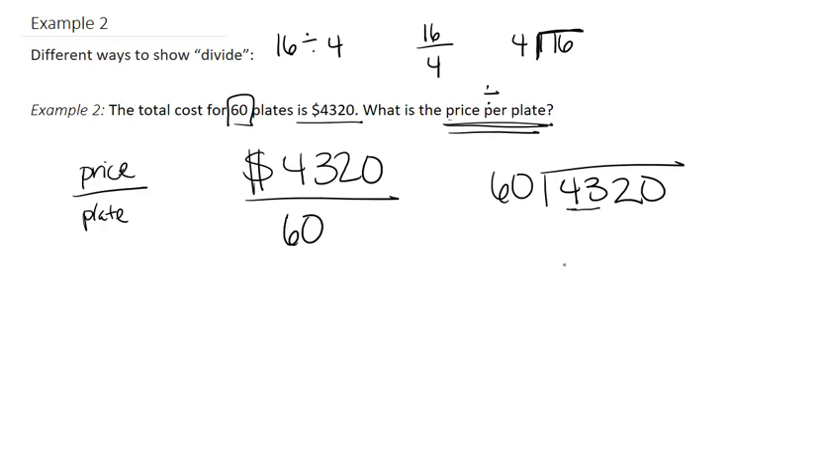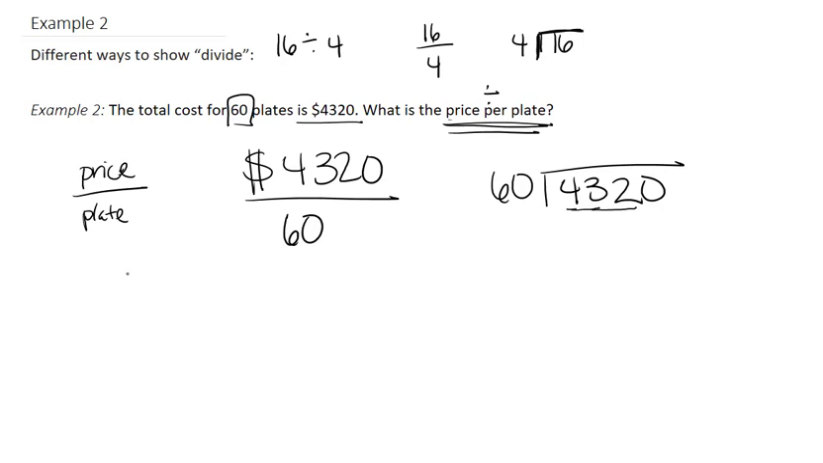Then we can expand it to 43. But 43 is still smaller than 60. So we can't divide 60 into 43. So we're going to have to look at the first 3 digits, so 432. 60 is smaller than 432, so we know we can go ahead and divide into this. But we're not quite sure which number.